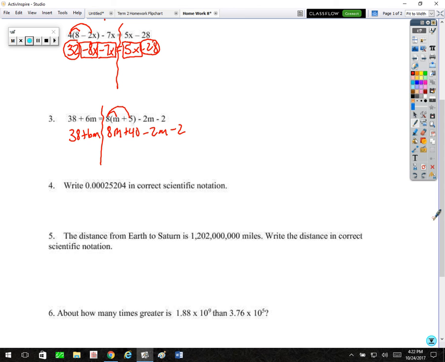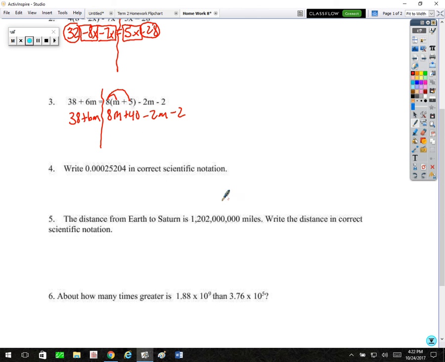One solution, no solution, infinite solution. All right, this last one, number 4. If you look, we're going to put this in correct scientific notation. Remember, that means we're going to have one number in front of the decimal. So we need to move this decimal somewhere so we only have one non-zero number in front.